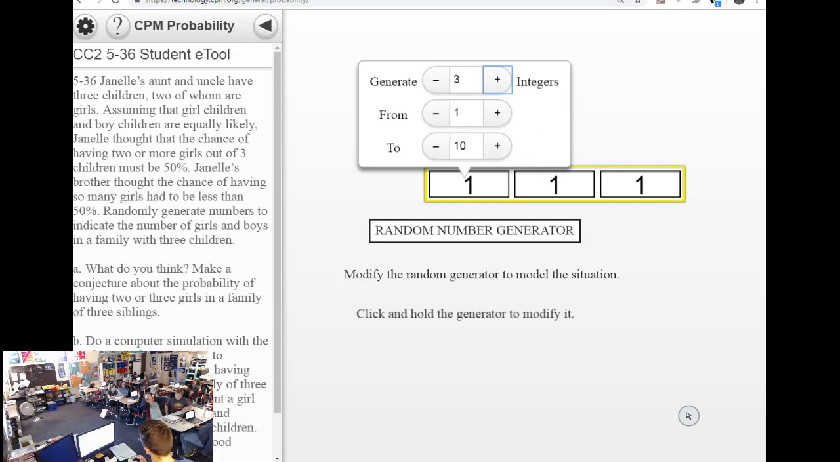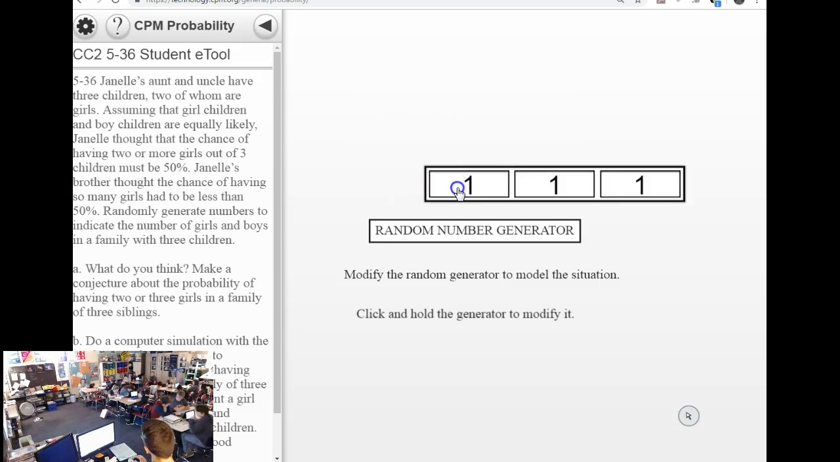So actually down here, they tell us use a 1 to represent a girl and a 0 to represent a boy. So we're going to make it from 0 to 1. So make sure that your generator is set to generate 3 results, right? 3 kids from 0 to 1. Now what we want to check from our simulations is how many results get 2 or more girls. So we're looking for ones, and we want 2 or more. Does this one get it? Yeah, so this would be a yes.